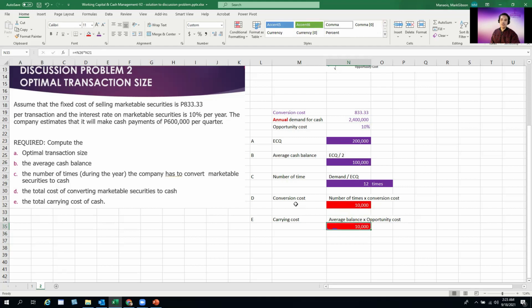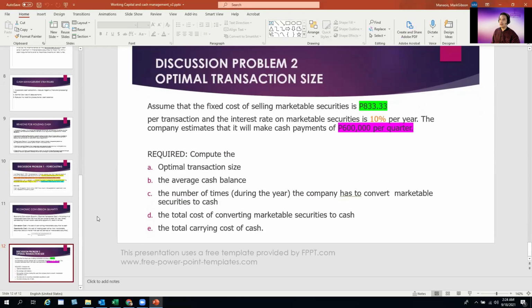Pansinin nyo, class, na ang conversion cost and carrying cost are equal. Coincidence ba yan? Well, the answer is no. Kasi nga, we're analyzing ECQ. Basically, in ECQ, this is the level where we need to convert marketable securities, taking into consideration conversion cost and carrying cost. At sabi natin, in ECQ, we're actually trying to minimize conversion cost and carrying cost at the equilibrium. So meaning yan na yung pinaka mababa, yan na yung pinaka managed level of this cost, so at 10,000 pesos for equally. Actually, that ends our discussion on working capital and cash management.